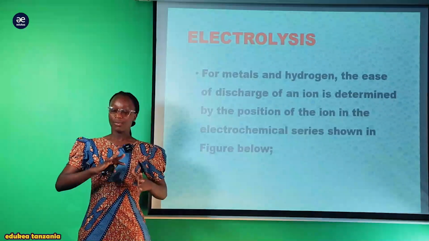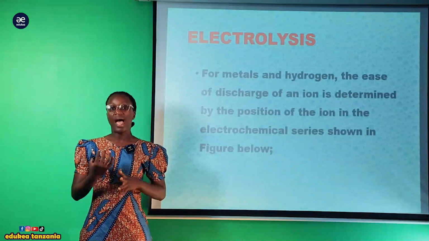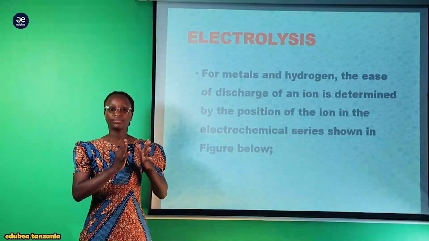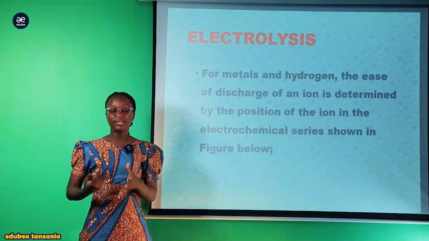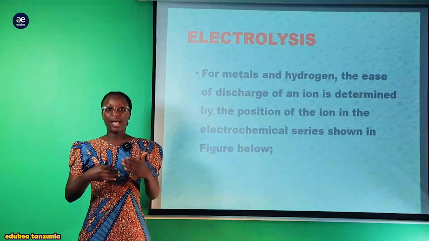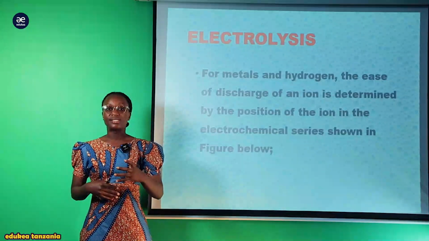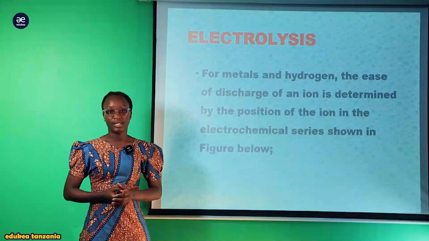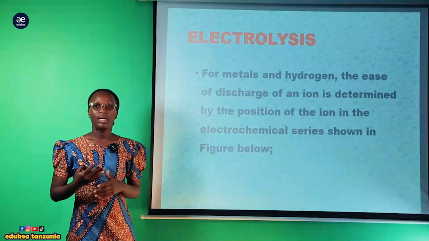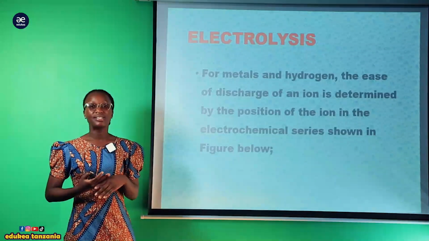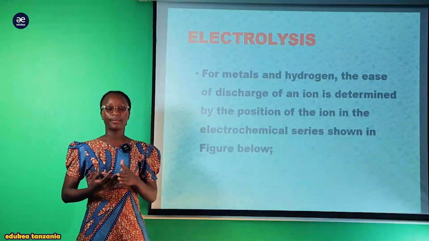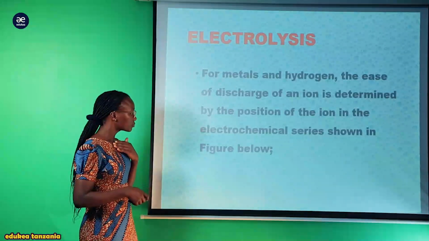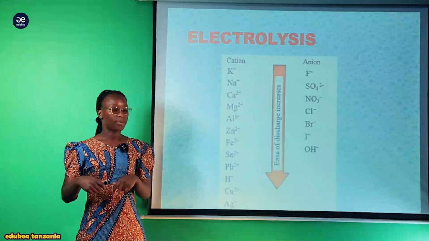Kwamba tunaona kwamba kwa hiyo tuna metals, tuna hydrogen, tuna maybe kwenye anion tuna hydroxyl, tuna ion nyingine. Sasa tunaangalia ile easiness, ule urahisi wa ile kugain au kulose electrons, is where we will prefer that this element or this ion will be discharged. Now let us consider the electrochemical series.